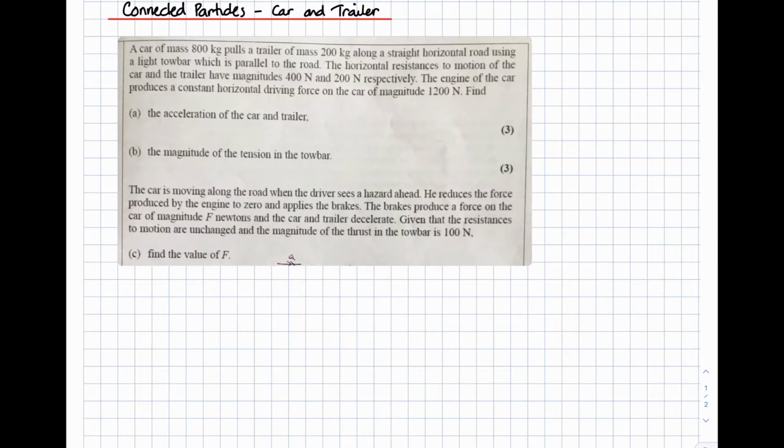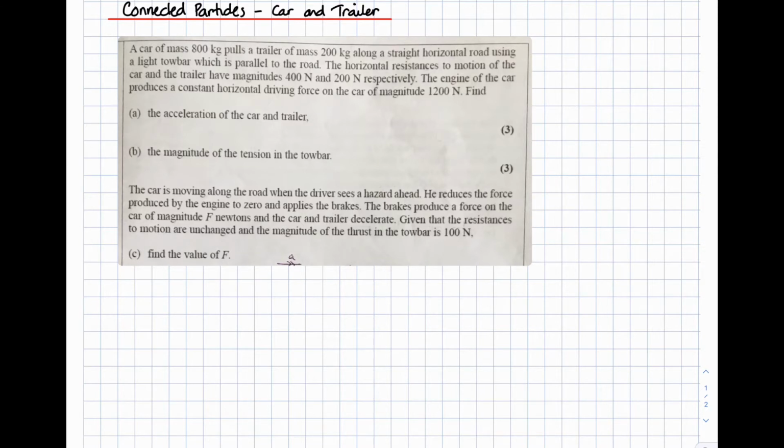So we've got a car which has a mass of 800 kilograms and it's going to pull a trailer of mass 200 kilograms along a straight horizontal road using a light tow bar which is parallel to the road. So let's just go ahead and draw that little diagram, and then we'll start adding on all of the other forces that are listed within the question.